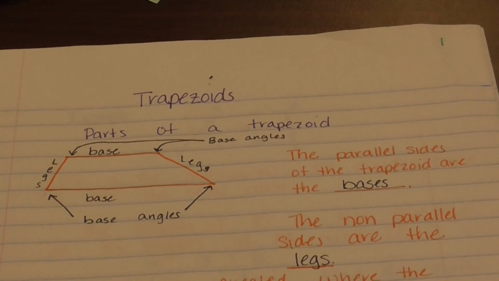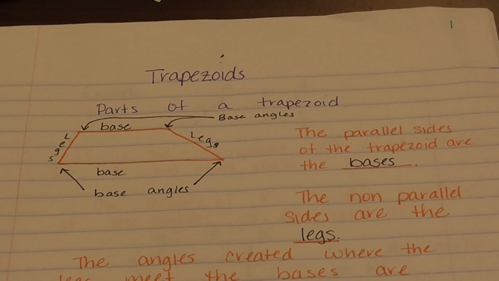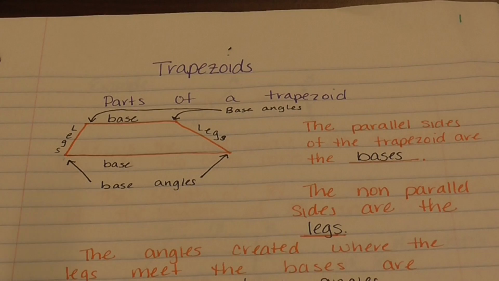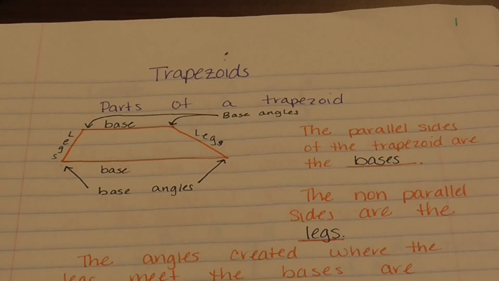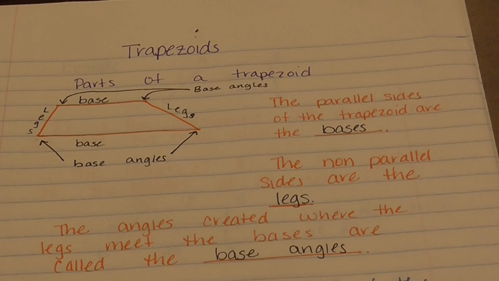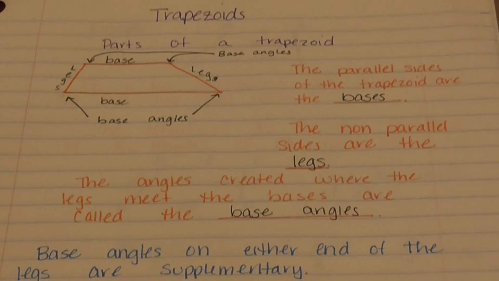Alright, so this section of notes is specifically about trapezoids. So let's talk about the parts of a trapezoid. The two parallel lines are bases, so the top and the bottom are bases, and the lines that are not parallel to each other are called legs. The angles created wherever the legs meet the base are called the base angles.